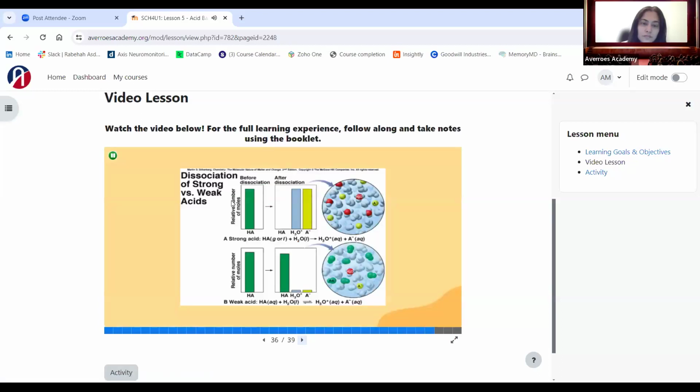Here's a figure again showing the dissociation of strong versus weak acids, right? So in this top example, a strong acid before dissociation and after dissociation, you don't have any of that hypothetical HA acid anymore. That strong acid is completely dissociated into its ions. In contrast, a weak acid, not a lot of dissociation happening there.